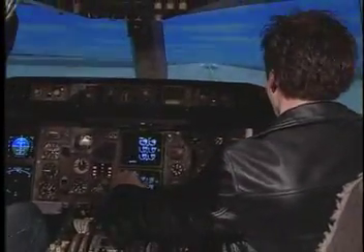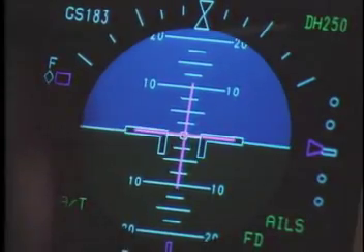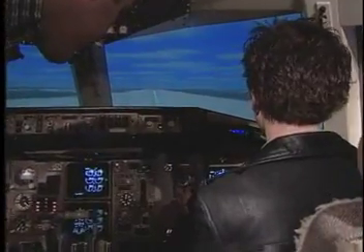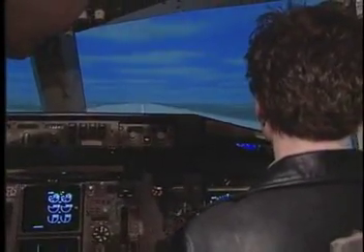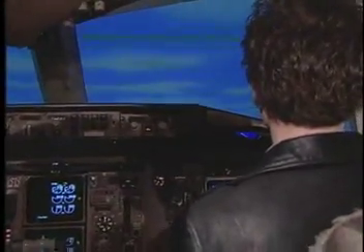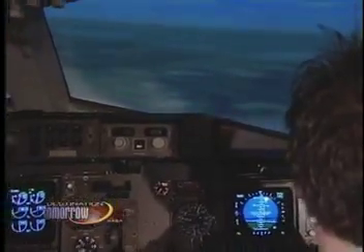All right. And as your airspeed gets up to about 150, you can pull back. Go ahead and pull back. There you go. All right, now you can push forward a little bit. And you just took off.